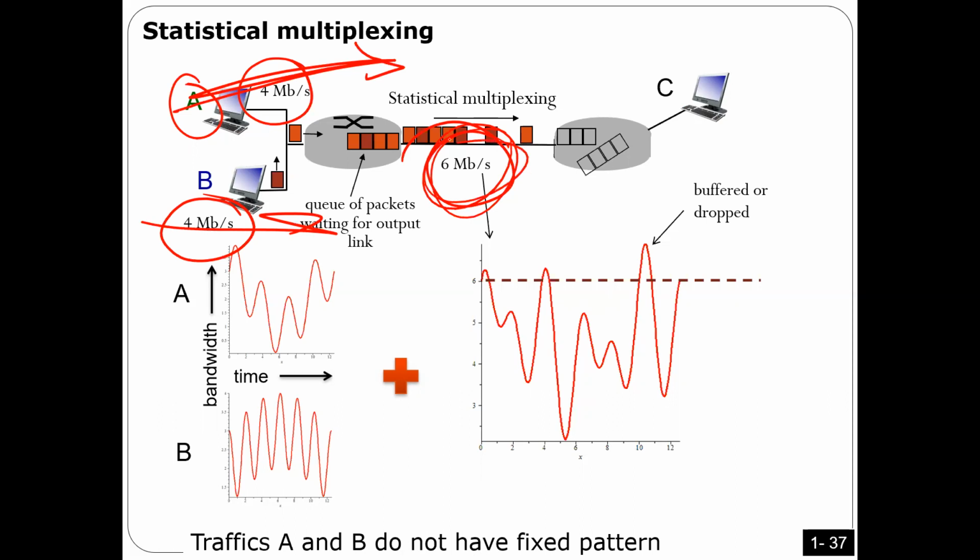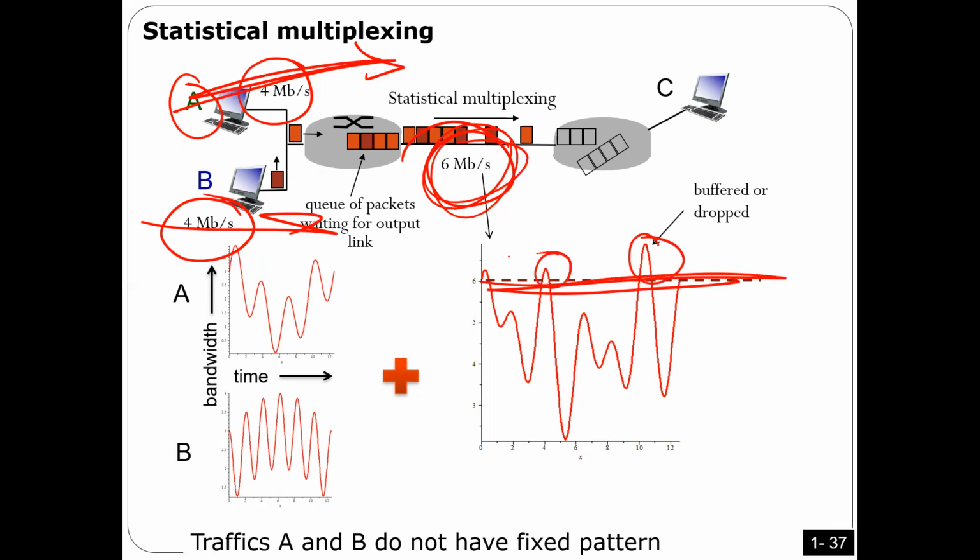But in reality, because this is data communication, it's not voice communication. Data communication means you are not going to keep sending all the time like voice. For example, this is the bandwidth for A, this is the bandwidth for B, just as an example. If I add them together, this is the total bandwidth, and this is my limit. The limit is 6.